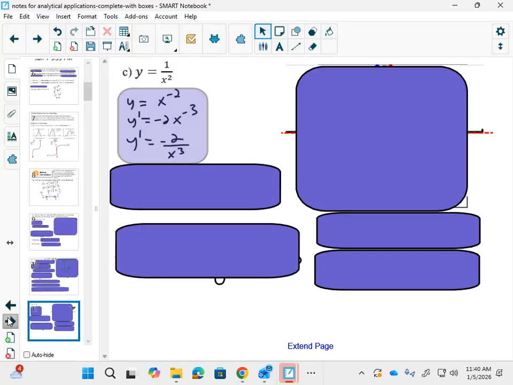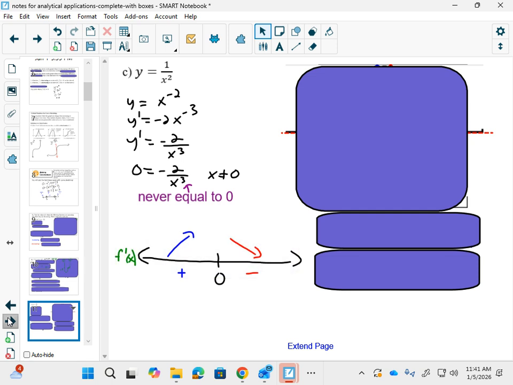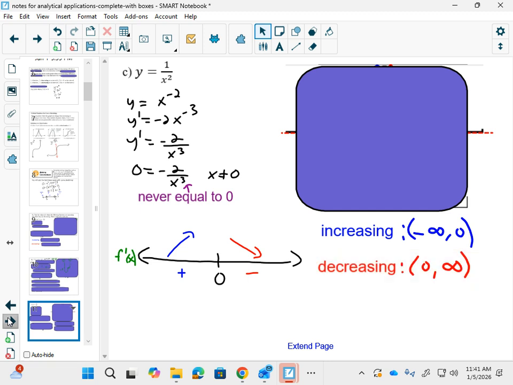Well, here's my graph. I'll change it to a -2 so I can do the derivative. And I get y prime equals -2 over x cubed. It's never equal to 0. However, I have a non-permissible value. x can't equal 0 because then I would divide by 0. So I have no places where it's equal to 0, but I do have a critical point at 0. So it's increasing up to 0, decreasing after 0.